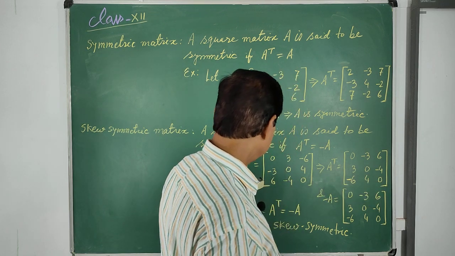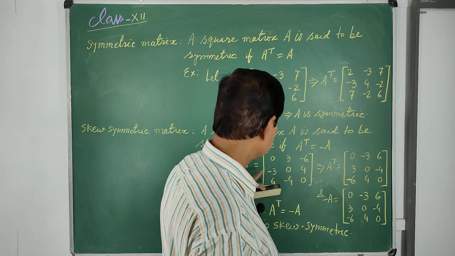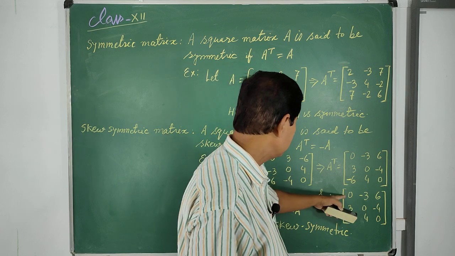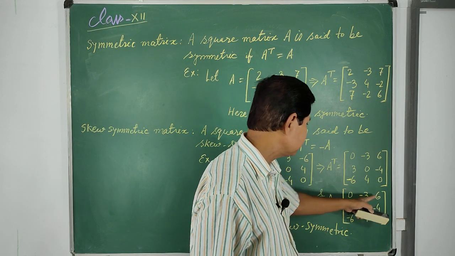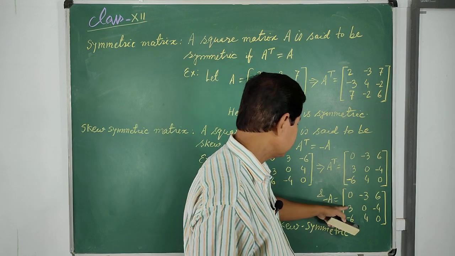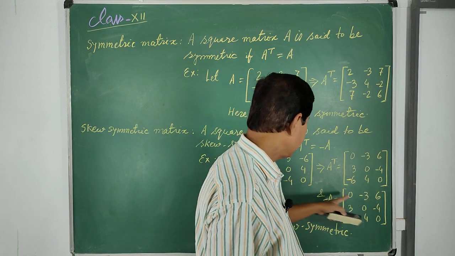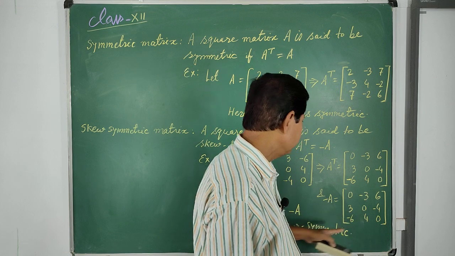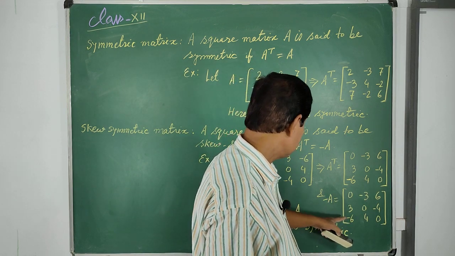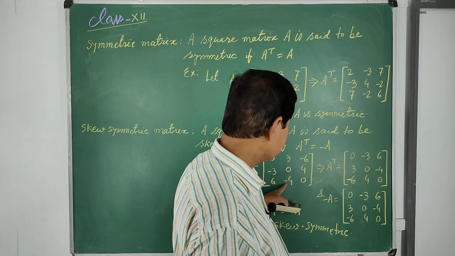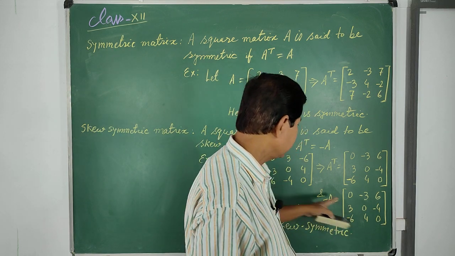Then minus A, take the minus of this matrix. So minus 0 means 0, minus 3, then minus of minus 6 is plus 6, minus 3 becomes plus 3, 0 and 4 becomes -4. Here 6 becomes -6, -4 becomes plus 4, 0 becomes 0.